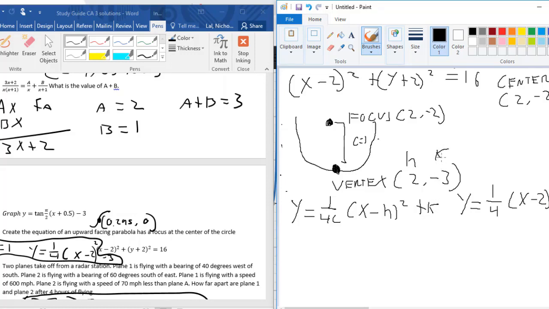But are you subtracting 1 just from x? I mean, just from y? From y, yes. Because if I'm looking at my parabola, my vertex is 1 unit below my focus.